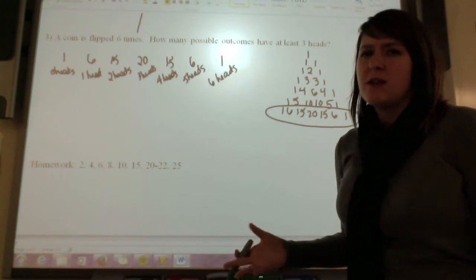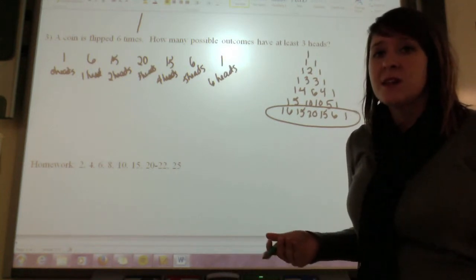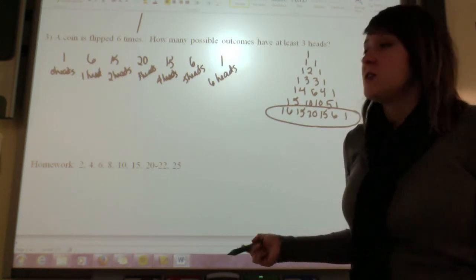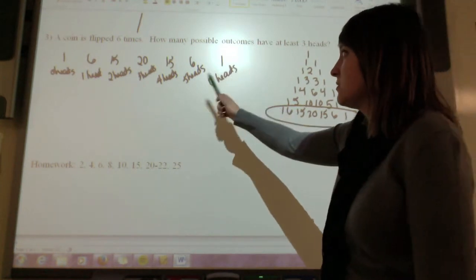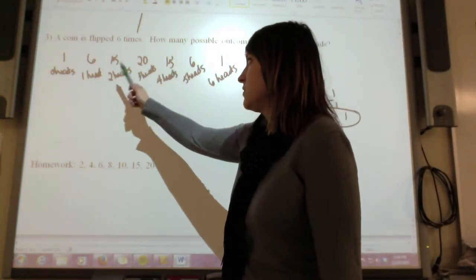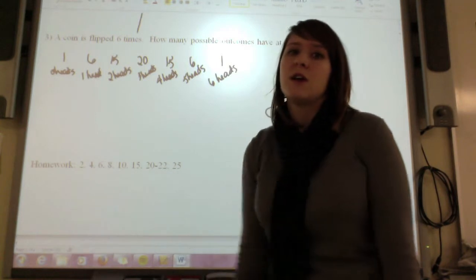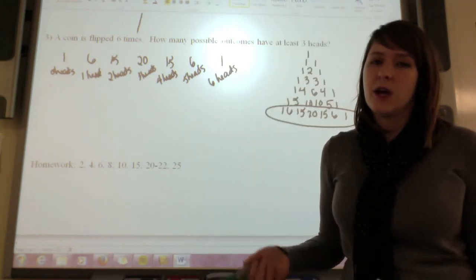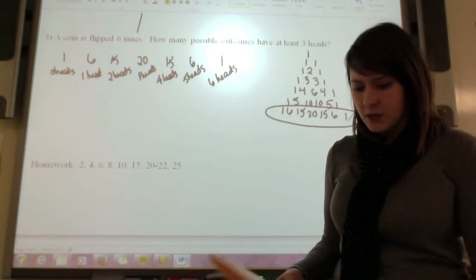So, does it matter that I'm looking at it in terms of heads? No, I could also be looking at it in terms of tails. This is the same as getting 0 tails, 1 tail, 2 tails, 3 tails, 4 tails, 5 tails, 6 tails. Okay, so it doesn't really matter which way you look at it, you're going to get the same thing.